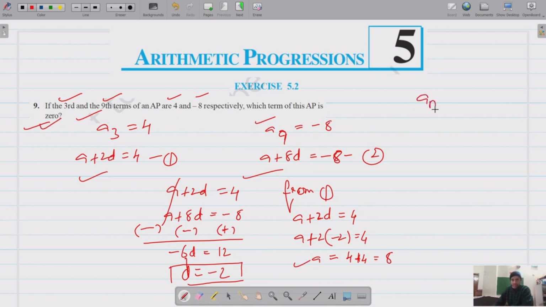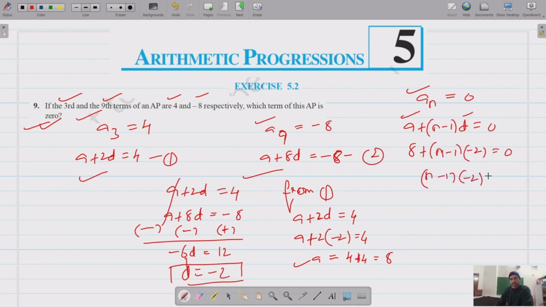So let's say the nth term is 0, and it's A plus N minus 1 D is equal to 0. Replacing the value of A and D, A is 8, N minus 1, D is negative 2, is equal to 0. So N minus 1 into negative 2 is equal to negative 8, this gets cancelled, N minus 1 is 4 if we divide 8 by 2, and N is 5. So the fifth term of this AP is 0. That's also question number 9. Thank you for watching.